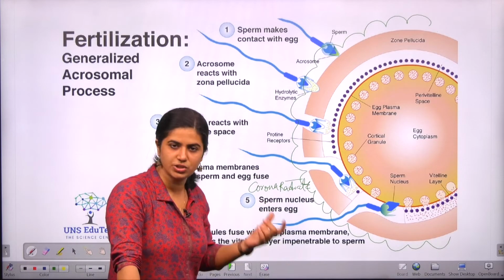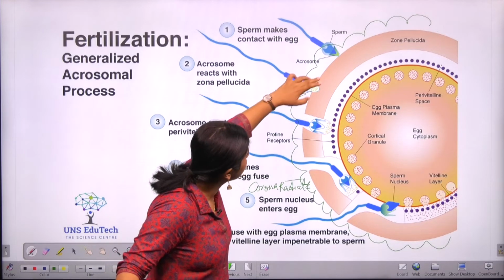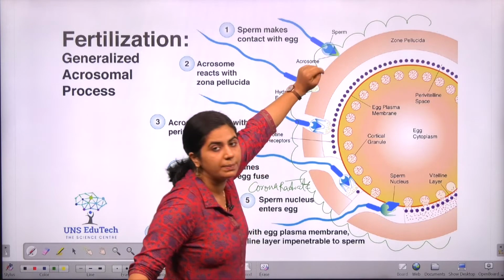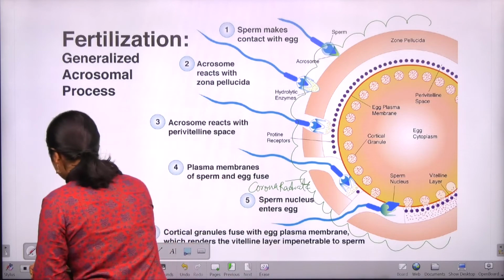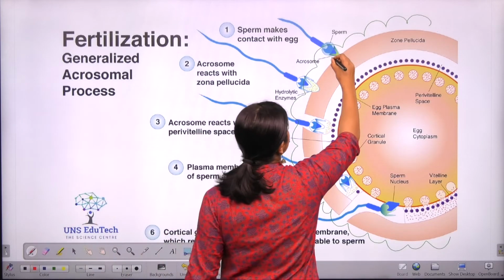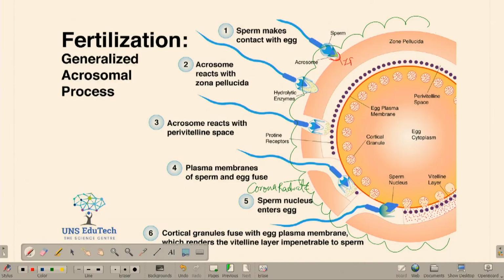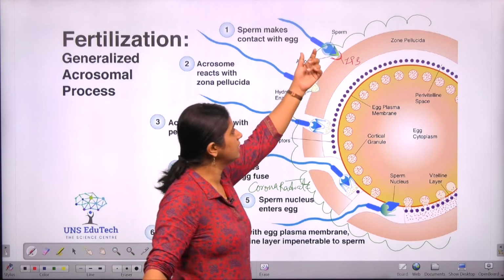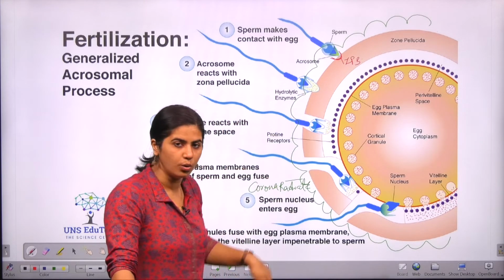The capacitated sperm reaches the ovum at which junction? The ampullary-isthmic junction. There the sperm passes through the corona radiata and reaches the zona pellucida. In the zona pellucida, it has a special kind of receptor. This receptor is called the ZP3 receptor. So where is the receptor present for the sperm? The receptor present for the sperm is in the zona pellucida layer of the ovum.